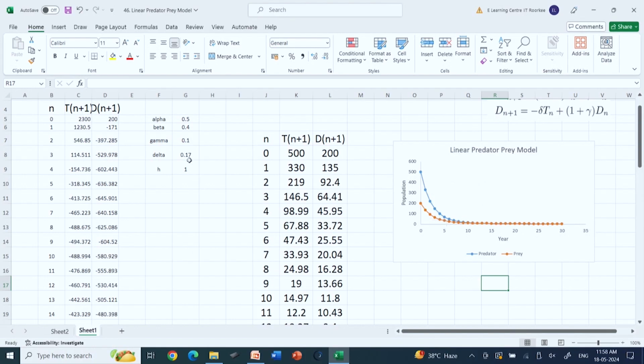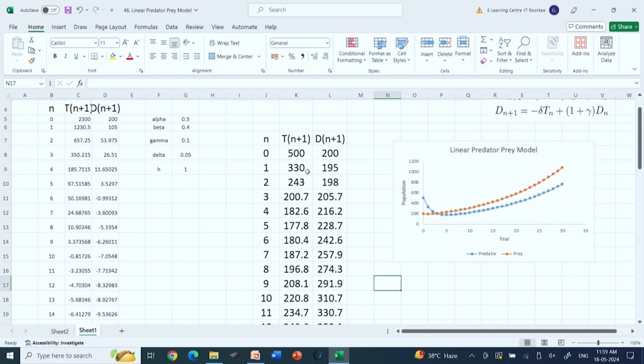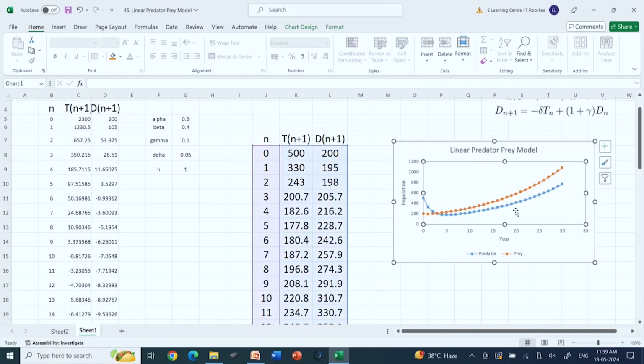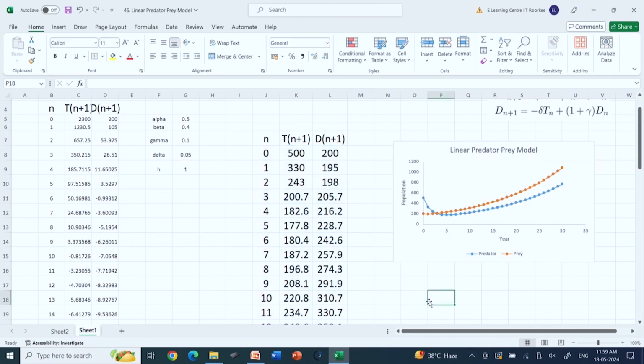Now let us see what happens if I change this value to 0.05. And immediately you see that the system becomes unstable and it increases unboundedly starting from 500 and 200. So this matches our analytical results.